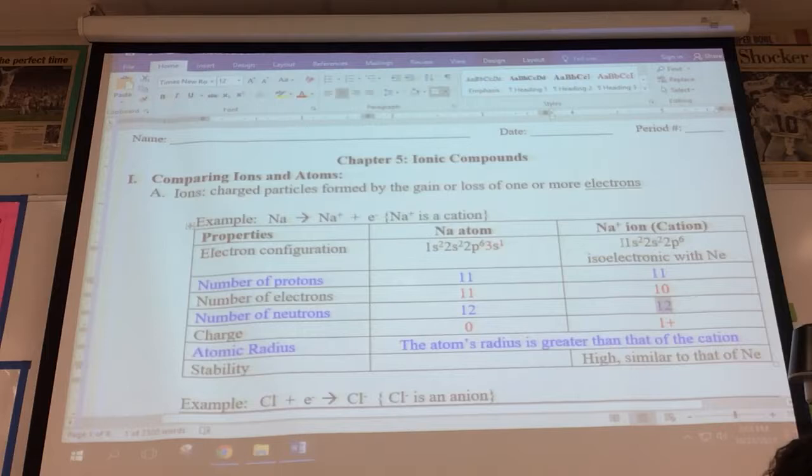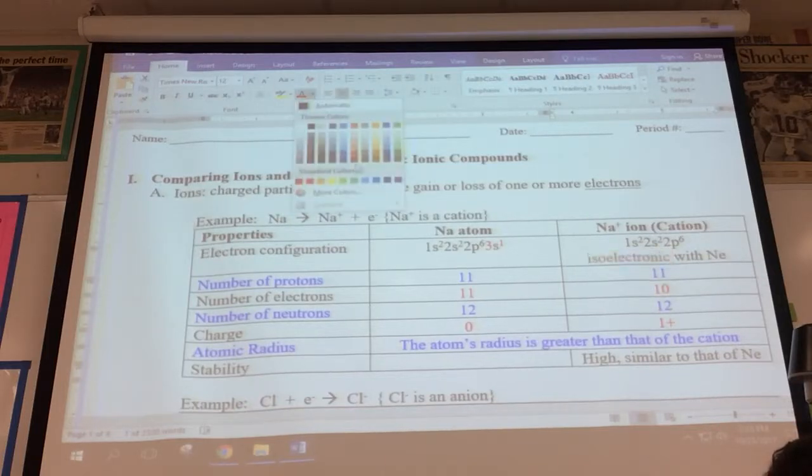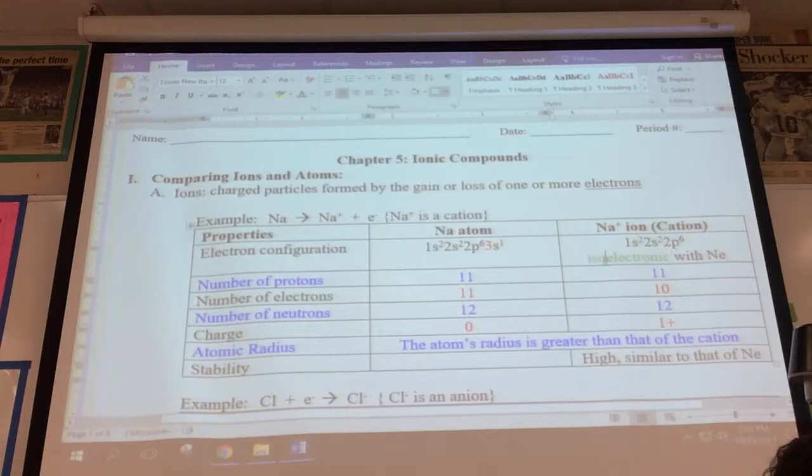One other word that's here that will be new to you is isoelectronic. What does the prefix iso mean? Think about an isosceles triangle. An isosceles triangle has two sides that are the same, two angles that are the same.